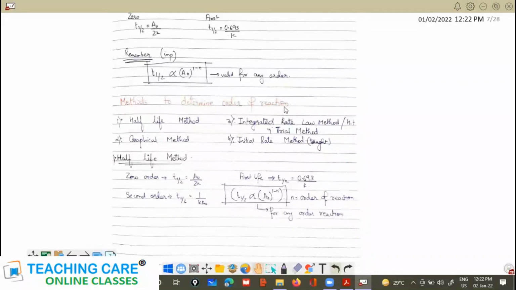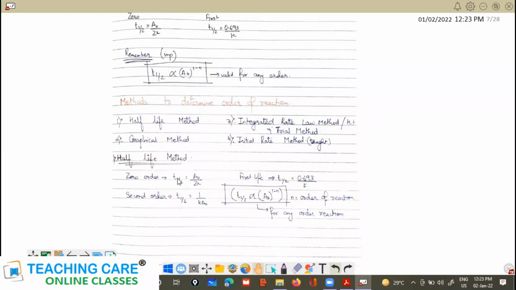Now, methods to determine the order of reaction. There are four methods. Either you use the half-life method, or the graphical method or integrated rate law, or the hit and trial method, and the initial rate method, which was taught to you before also, right? The rate method. So now if you are given half-life, how to identify a reaction using the half-life method, right?